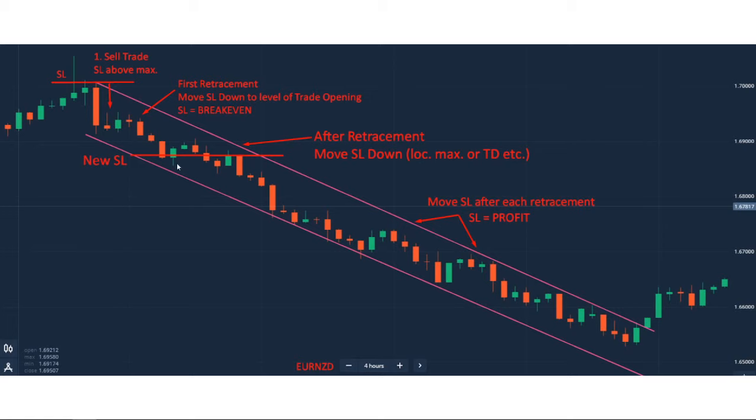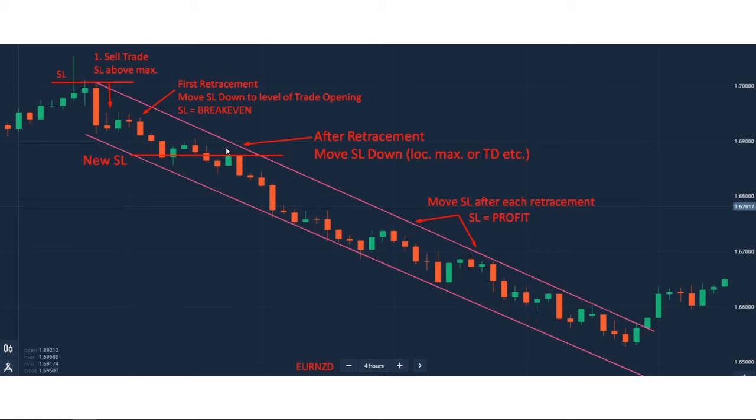Whenever the price moves down to this level, we can take our stop loss and drag it down to the level of the trade opening, taking into account the commission of the trade opening. You'll see your stop loss displayed as 0. Then you can see that the price retraces a little bit and then it moves down again.